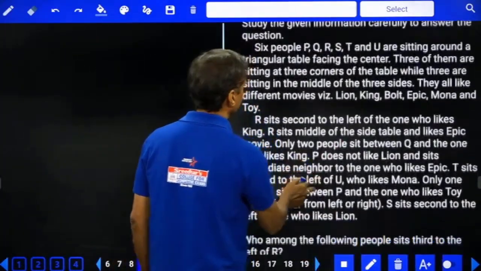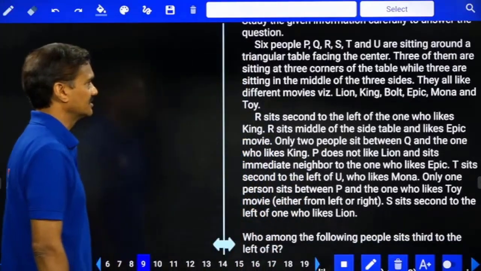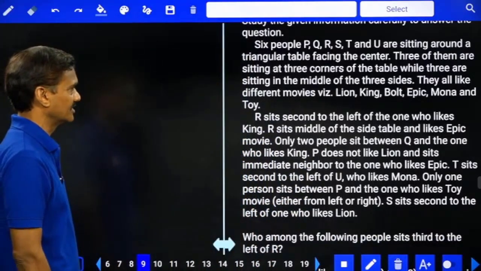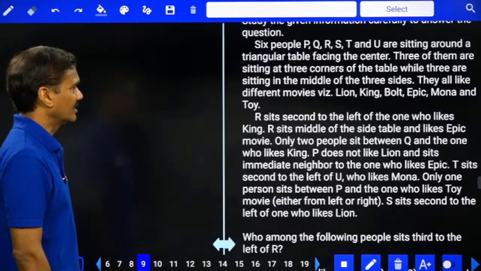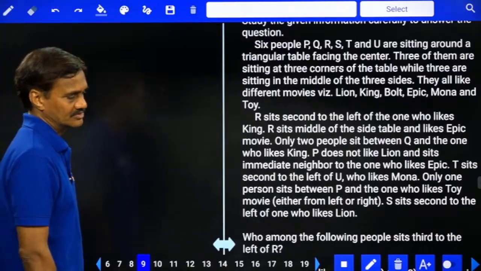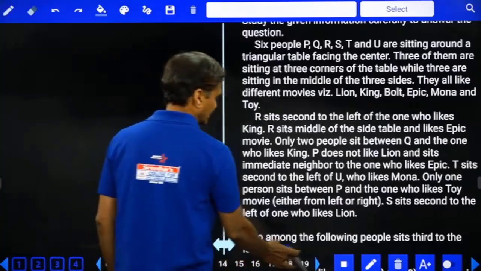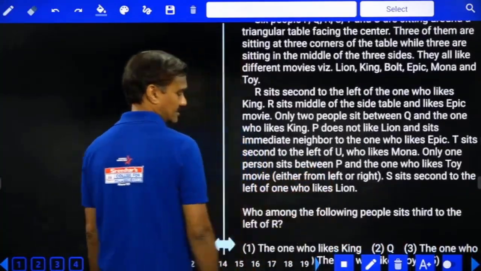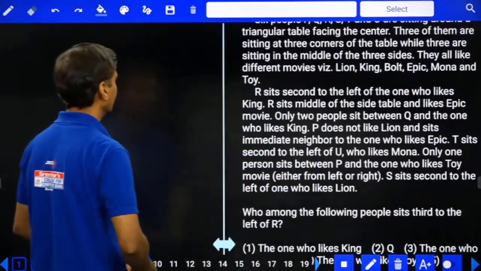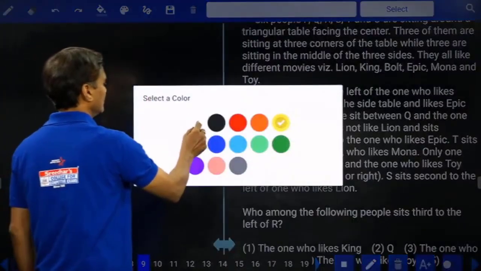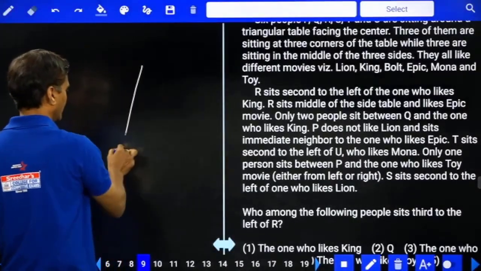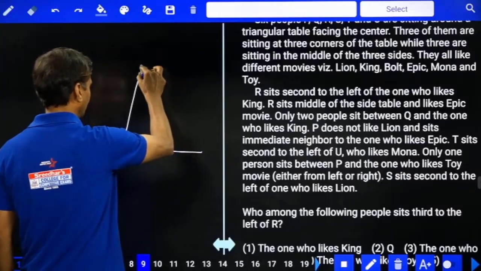Now 6 people are seated around a rectangular table facing the center. 3 of them sitting at the corners while 3 are at the center. Then they all like different movies as well. Now a parameter is also given. Hence it comes under the second priority. Clear? Try to work out this one under the second priority rather than first priority, because chances of it being time consuming will be more.